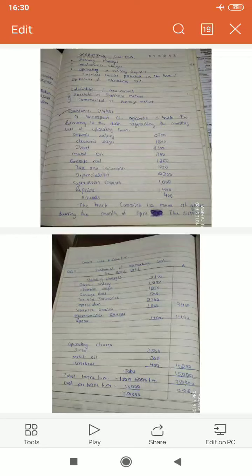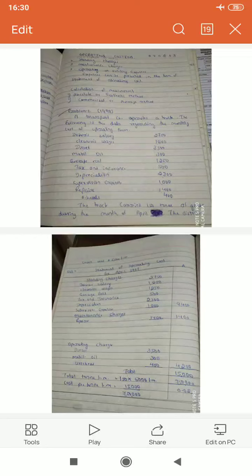Now, so far as the solution to this problem is concerned, the expenses can broadly be categorized under three headings. In the first instance, standing or fixed charges. Second, maintenance charges. Third, running charges. Judiciously, we have to go in for bifurcation or distribution of the different heads of costs amongst these three heads.